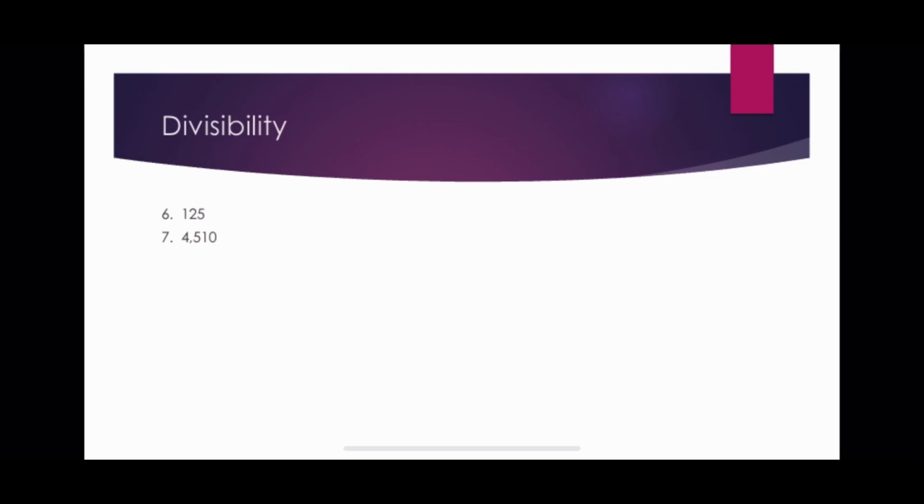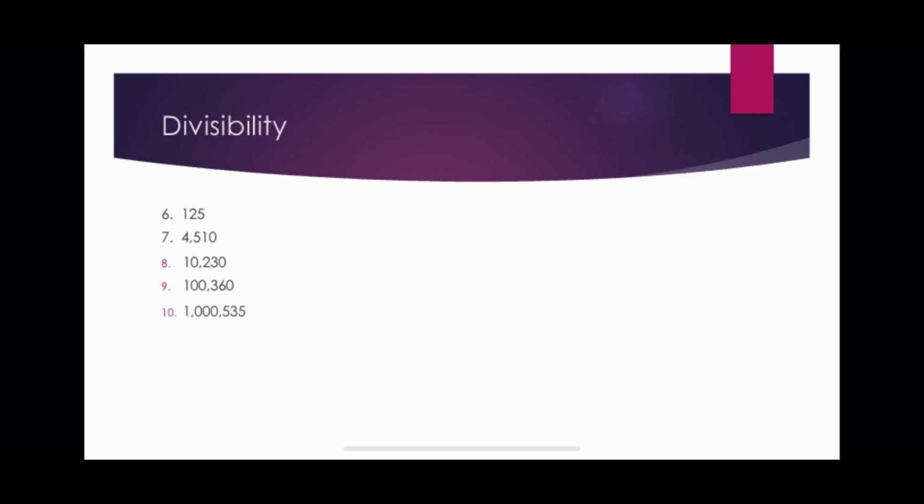4,510 is also divisible by 5. So, no need to perform division because it ends with 0. Therefore, it is divisible by 5. The answer is an exact number. So, for number 8, 10,230 is also divisible by 5 because it ends with 0. Number 9, 100,360. It is also divisible by 5 since it ends with 0.